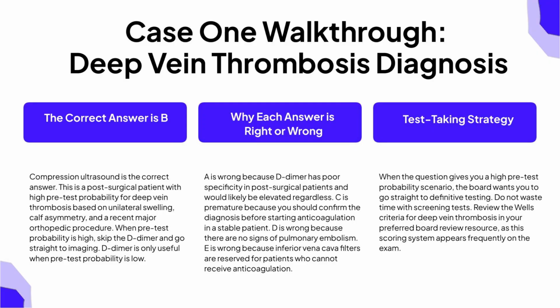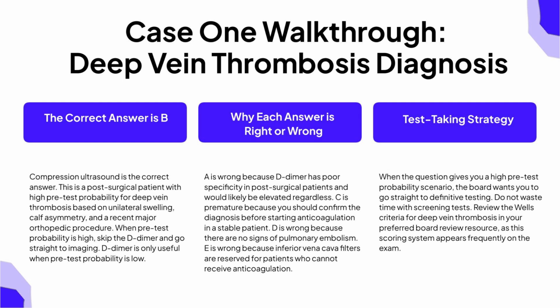Here is why. This patient has a high pre-test probability for deep vein thrombosis. She is post-surgical with classic signs. When pre-test probability is high, D-dimer is not helpful because it is often elevated after surgery anyway and gives you no useful information. Go straight to the definitive test, which is compression ultrasound.